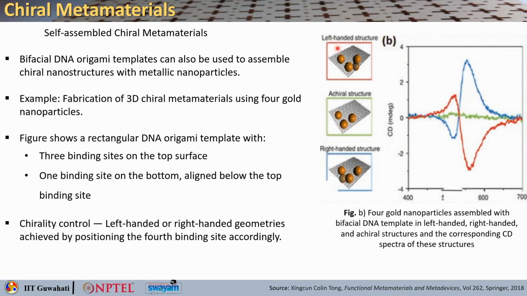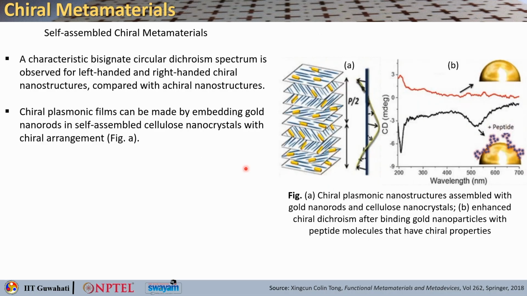So, you can get both left handed structure or right handed structure, and you can see their response, their circular dichroism, okay, and they show different chiral properties, right. So, you can also see another type of self assembled chiral metamaterial in this particular slide. So, you can understand that a characteristic bisignate circular dichroism spectrum can be observed in the case of left and right handed chiral nanostructures when you compare them with the achiral ones.